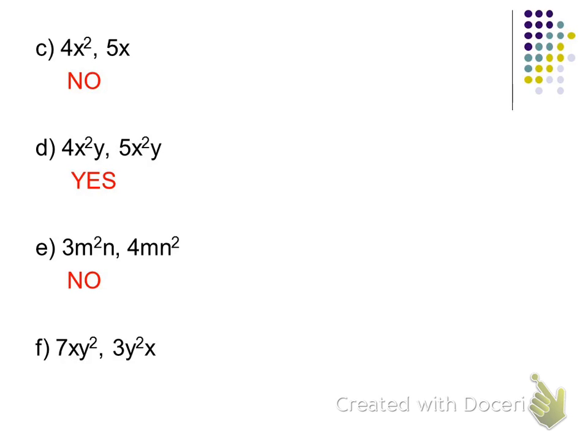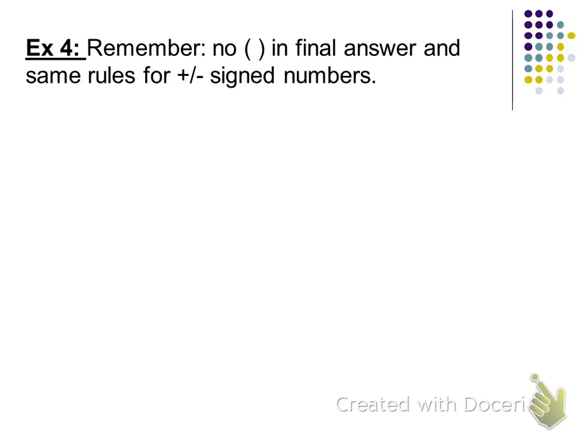This is a yes, even though the order is different. Remember we learned yesterday that order doesn't really matter in multiplication. So having an x y squared and a y squared x is the same thing. So these are like terms. A big ol' yes. If you wanted to rewrite it so that they're in the same order, you could. Any questions? All right, we got to keep going. We got lots to do.